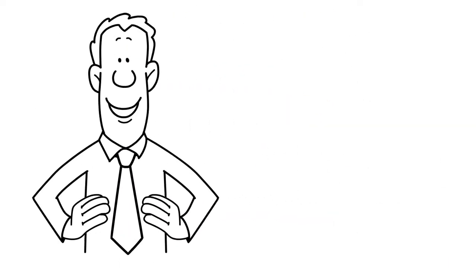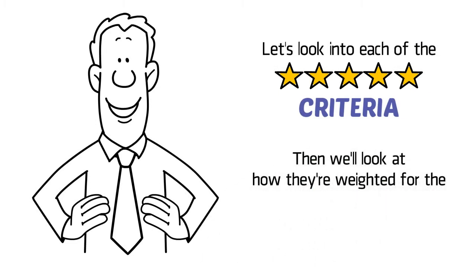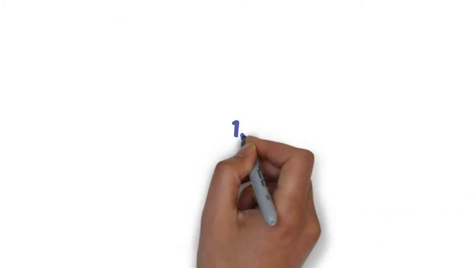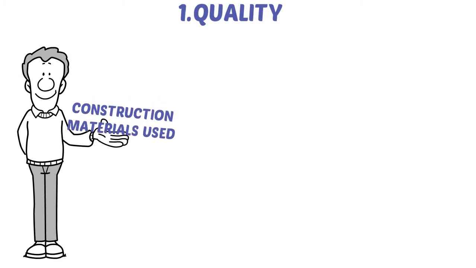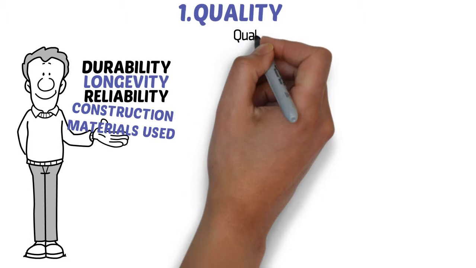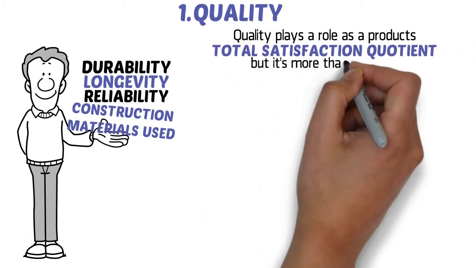With that said, let's look into each of the rating criteria, then we'll look at how they're weighted for the final score. The first criteria is quality. This is pretty straightforward. Quality includes considerations like construction materials used, reliability, longevity, and expected durability. Quality plays a role as a product's total satisfaction quotient, but it's more than just that.